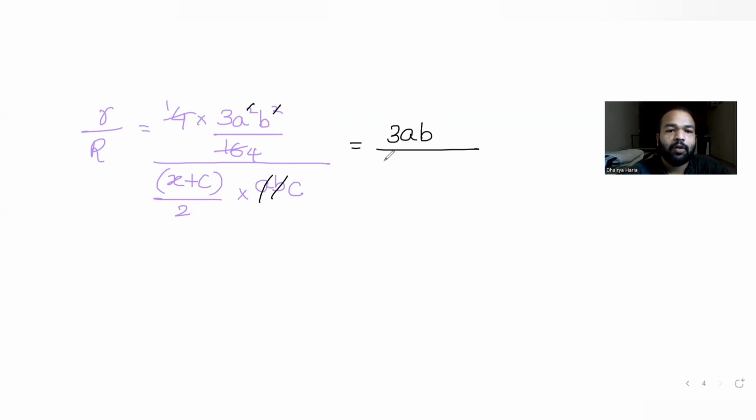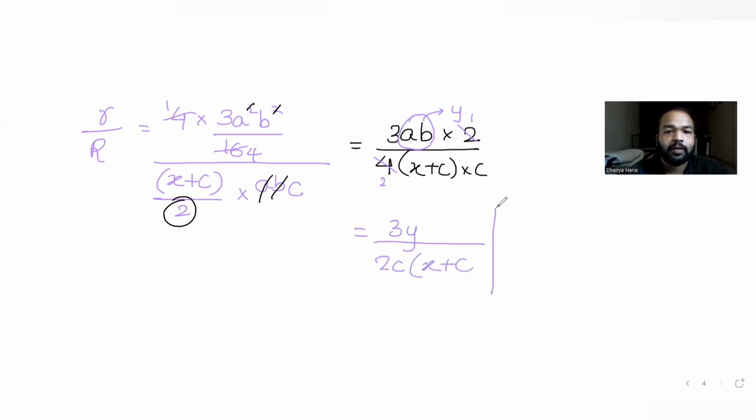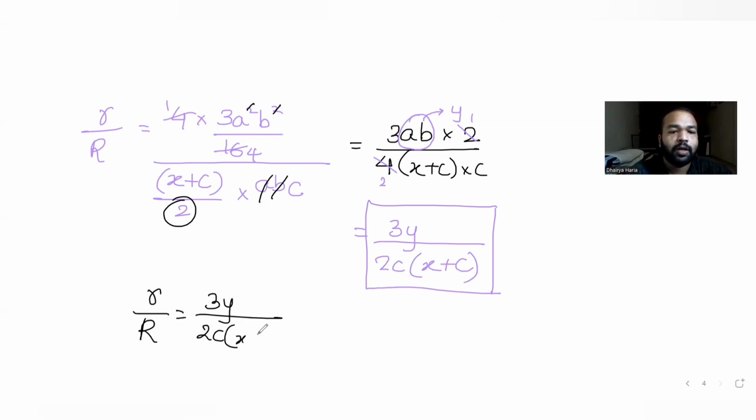3AB upon 4 into X plus C into C, and this 2 which is present in the denominator of the denominator goes into the numerator. So it becomes 2 multiplied here. You get it, 2 ones are 2, twos are. So basically the answer which you get in this case is, I can write the product of A and B as Y. So you get 3Y upon 2C into X plus C. So the ratio of incircle radius to circumcircle radius which is asked of us, I get in terms of Y and X as 3Y upon 2C into X plus C.